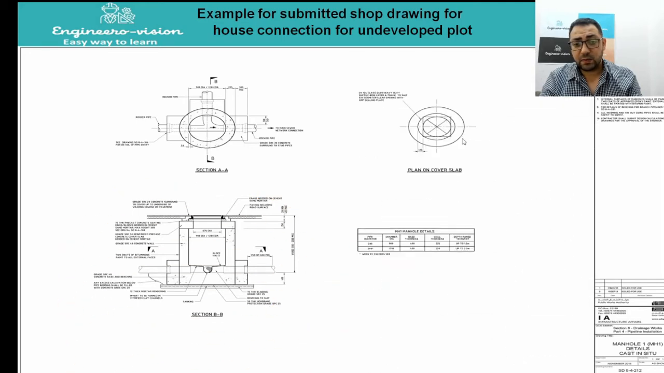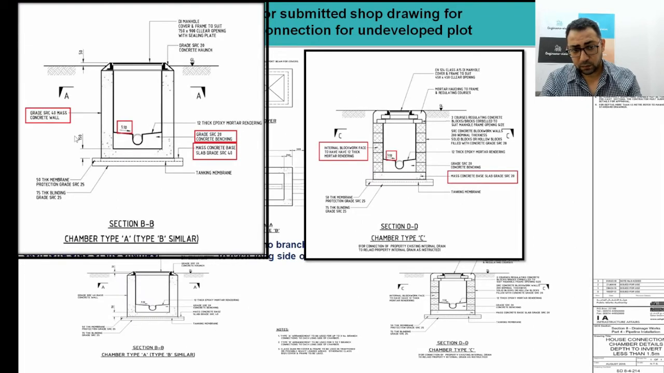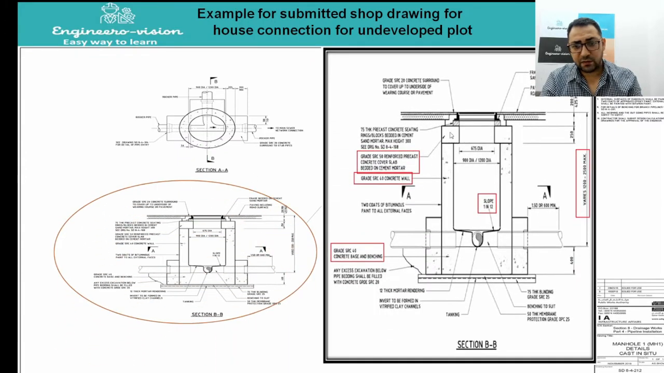Unlike the inspection chamber, which was very simple, as we saw in the previous slide, see here, there is only a benching with SRC 20 into the ground level. But here we have seating rings, and we have the paving and all for road surfacing and these things.